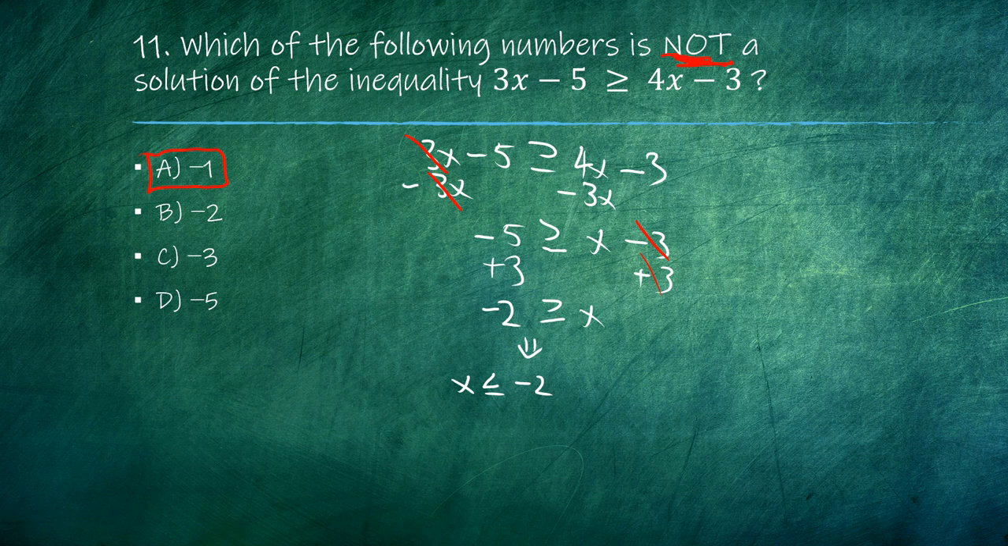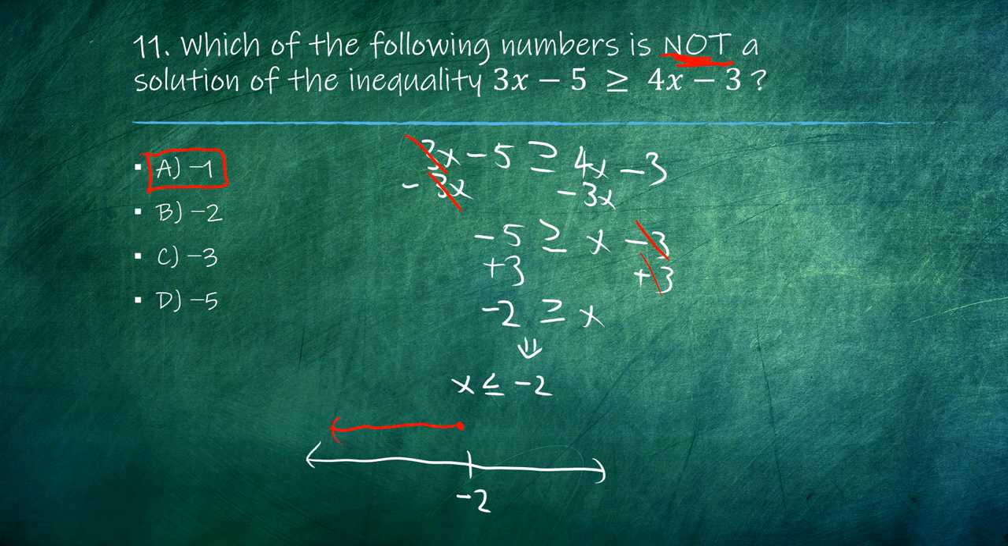And to help you see this easier, let's draw a number line with negative 2 here. So whenever x is less than, we go this way. We have a solid dot here because we have this equal sign here, and it's less than, so it goes this way.